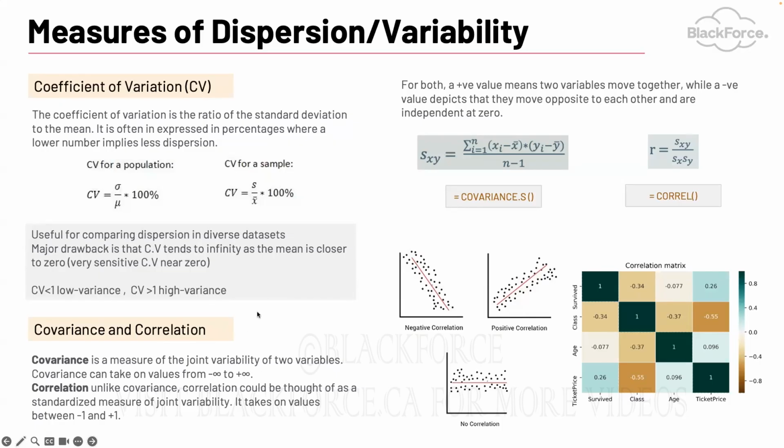At this point, is everything we've explained so far straightforward? Is it clear? If there's any question, please feel free to raise your hand or drop something in the comments. So correlation, unlike covariance, could be thought of as a standardized measure of joint variability and takes on values from -1 to +1.